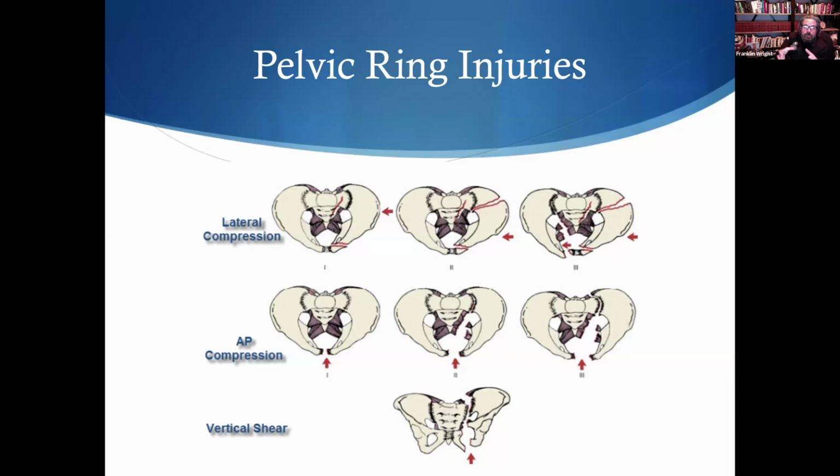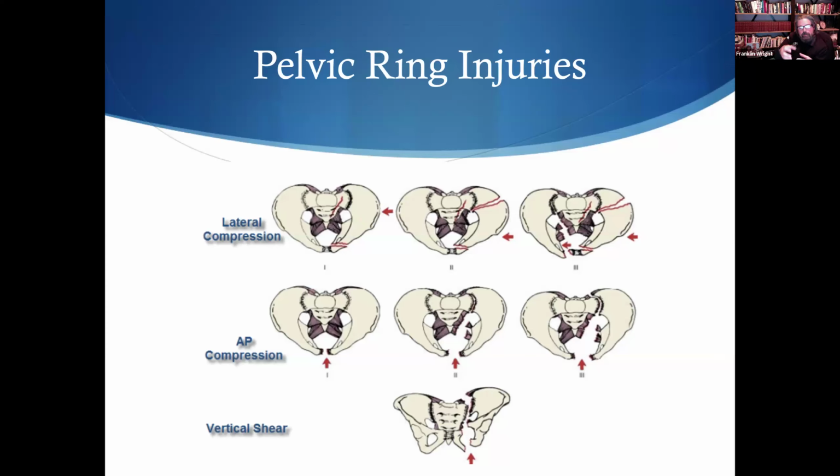So this is why pelvic binders are really helpful. It helps realign the pelvis and essentially splint the pelvis back together, and that decreases the volume that's in the pelvis, which is mostly retroperitoneal, and allows that blood to clot off because we're putting pressure on it.